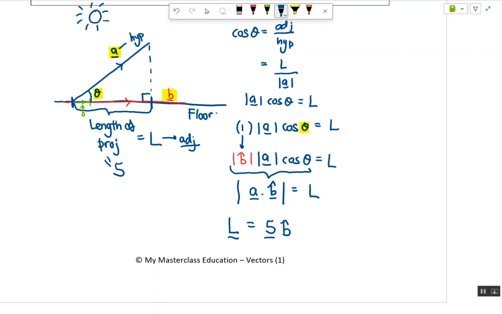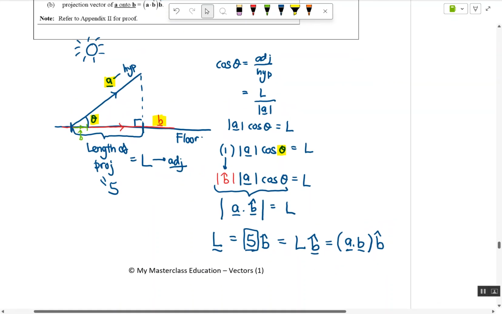So anyway, this 5 is hypothetical. What was this 5? This 5 was L times B hat. Okay, what was L? Magnitude of A dot B. And on the outside, now I cannot use the magnitude anymore because it could be a negative direction, so that's why I have to delete this. I'm just going to say that this is A dot B, which is a scalar, times B hat. If I want a vector, then I use the length of projection multiplied by the unit vector. That's all.